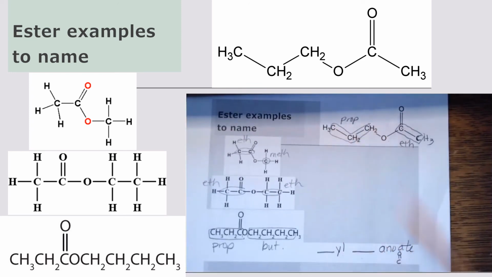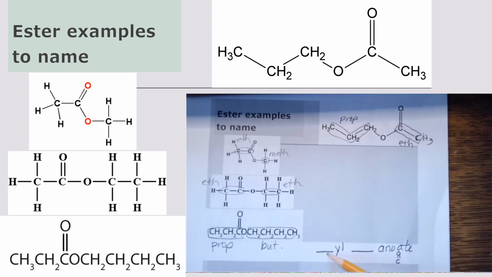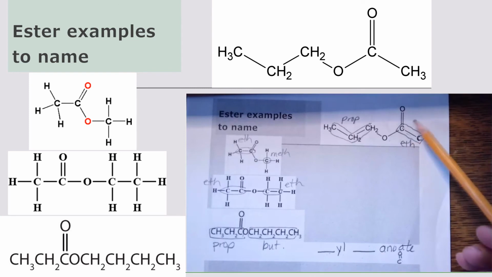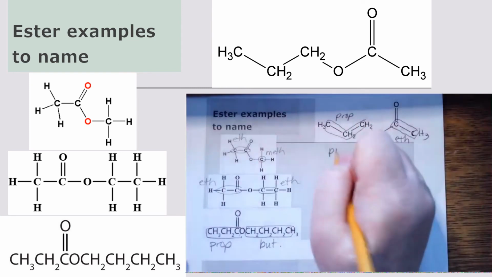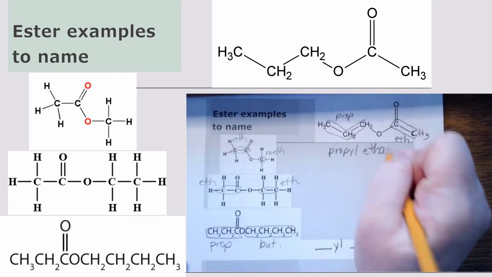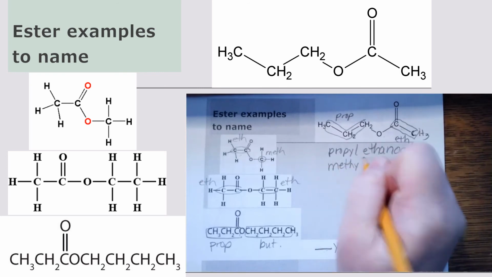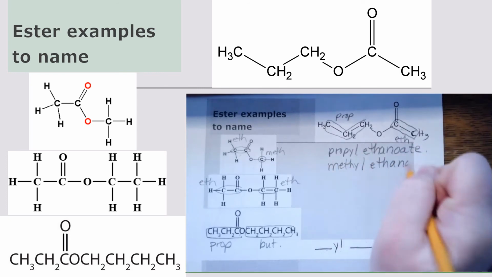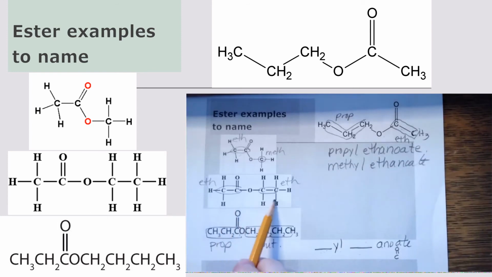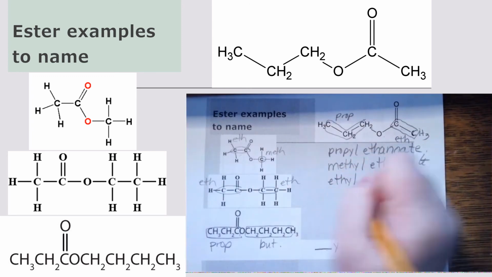So look at this one first. Whatever my prefix is, they just go in this blank, right? What I have to make sure is that the one that has the double bond O gets the anoate. So that one has the double bond O, right? So it's propyl ethanoate. Okay, let's look at this one. Which one has the double bond O? This one. So that goes here. So this one is methyl ethanoate. All right, what about this one? Which one has the double bond O? This one. So this one is ethyl ethanoate.